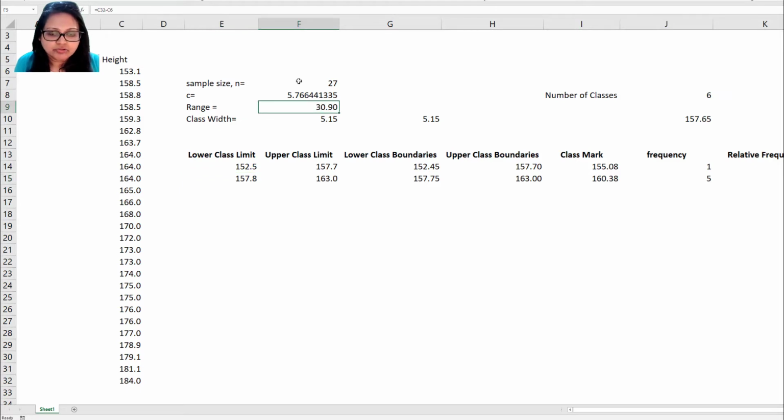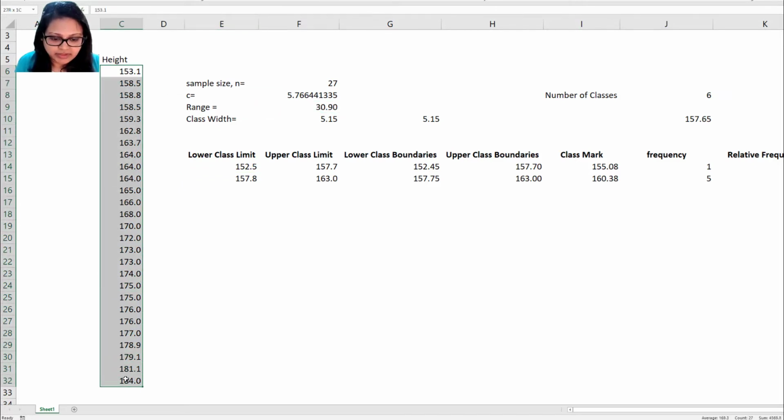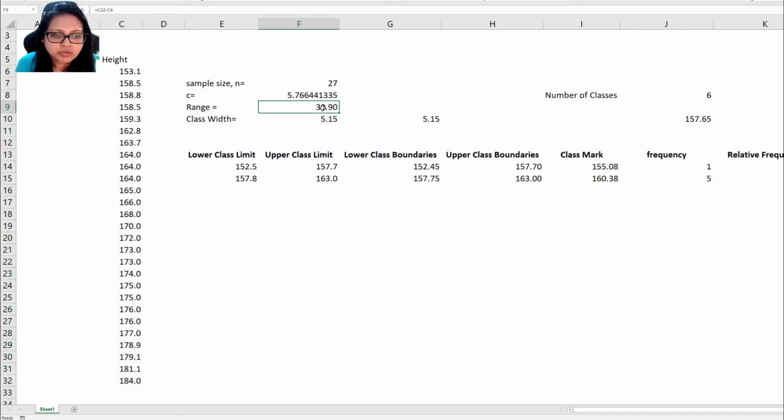I added sample values just to show you some examples. And then what's the range? It would be better if you sort the values from smallest to largest. You can see the smallest is 153.1 and the largest is 184, in centimeters, the height of those trees, or maybe in feet. So the range would be the largest minus the smallest value. For the class width, I divided the range by the number of classes. Then I found the class width.